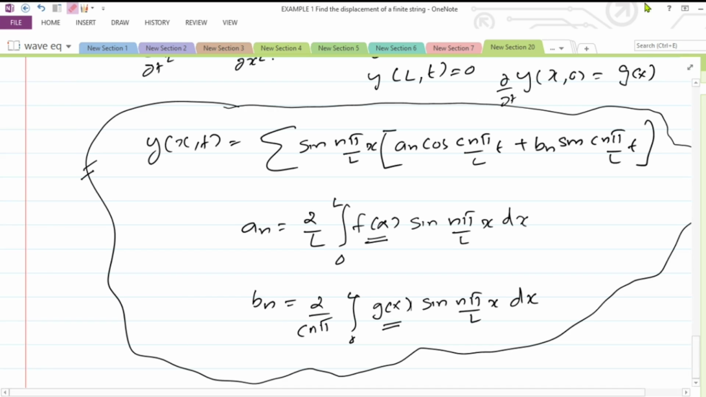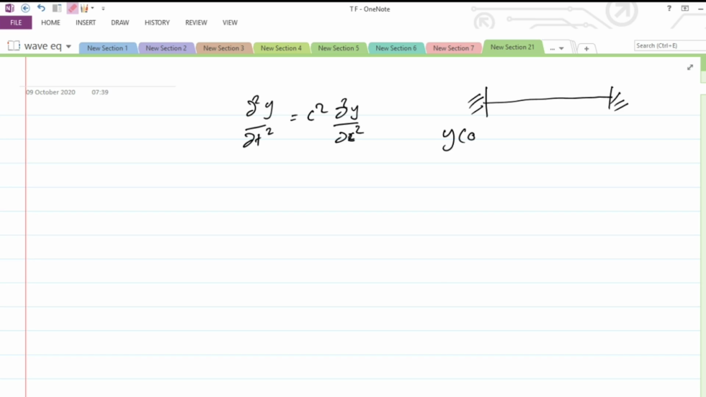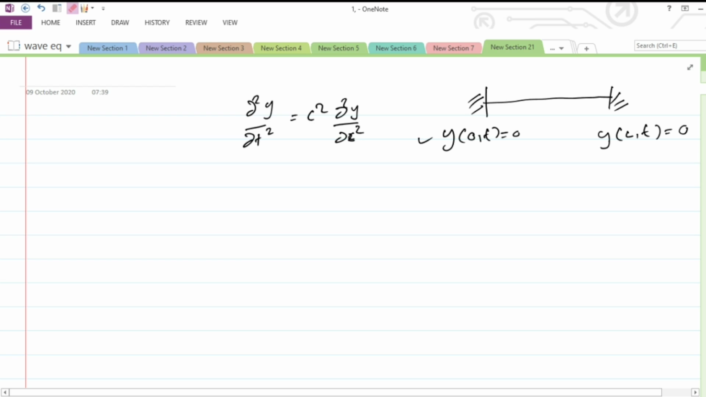So ultimately for the wave equation, dou square y by dou t square is equal to c square into dou square y by dou x square, there are some cases. First of all, the same case where the string is attached at both ends, so we can clearly say that y of (0, t) equals 0 and y of (l, t) is equal to 0. This is the same for all cases because we are deriving the equation for this case. Now there are two different cases.